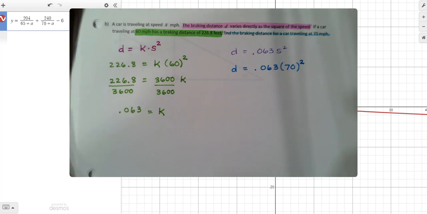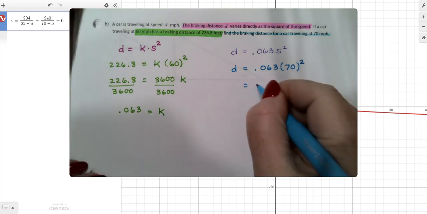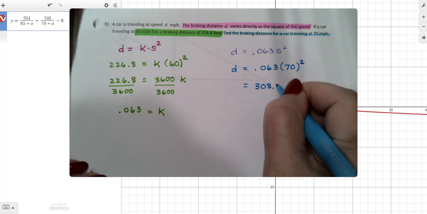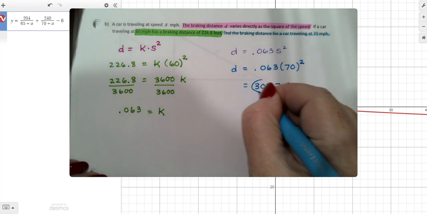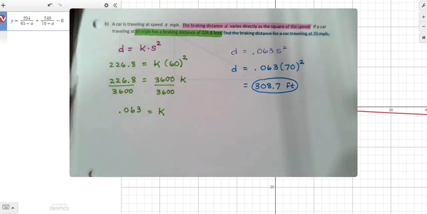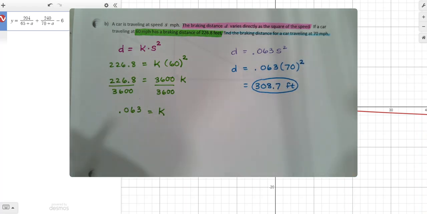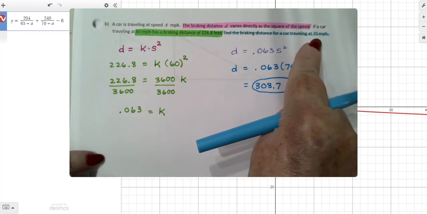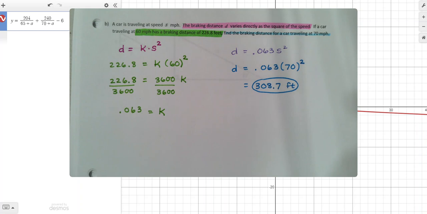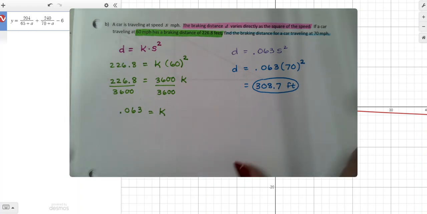And I get 308.7. And my braking distance is in feet. And notice it makes sense, right? When they were going slower, they had a slightly shorter braking distance. We're going a little faster, so we would expect a little bit larger braking distance. All right, so that's proportion or direct and indirect variation.